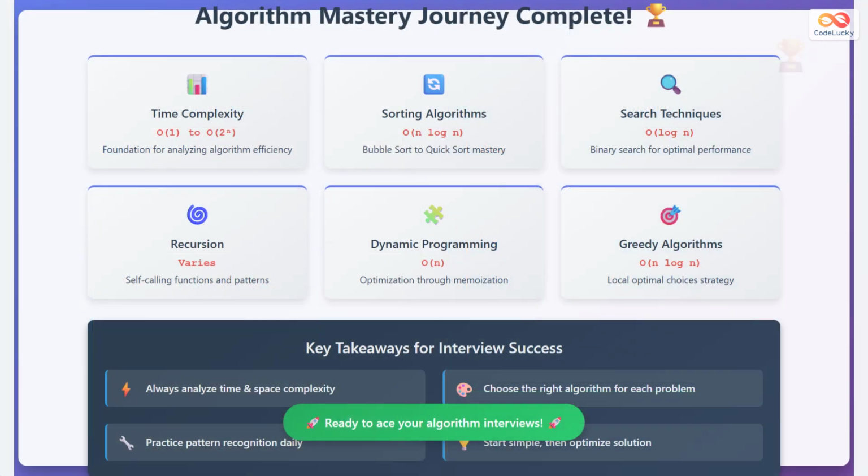Congratulations on completing your algorithm mastery journey. You've covered the essential foundations of technical interview success. Time complexity analysis from O(1) constant time to O(2^n) exponential time provides the framework for analyzing algorithm efficiency.